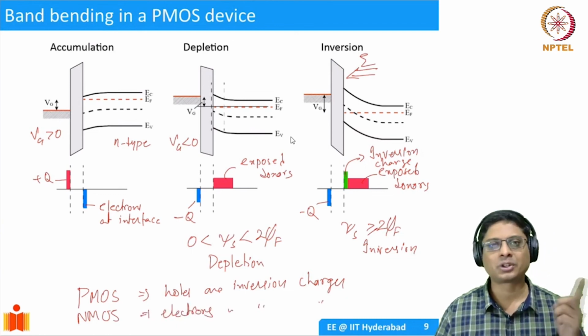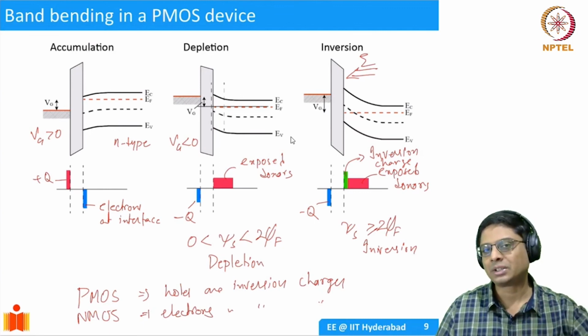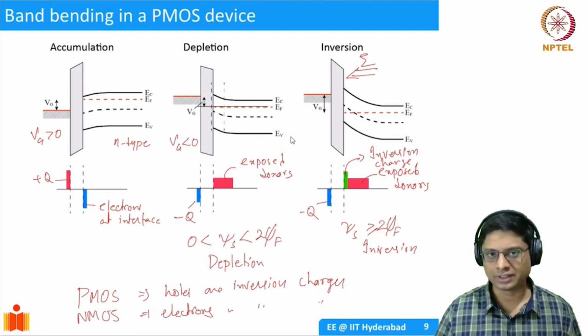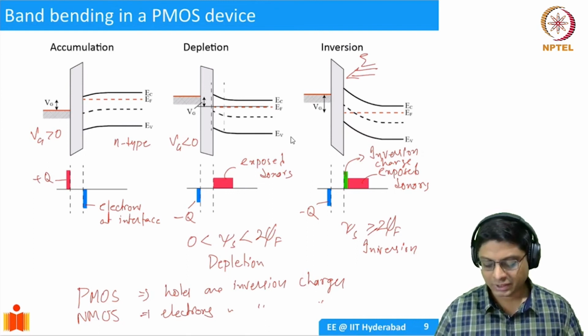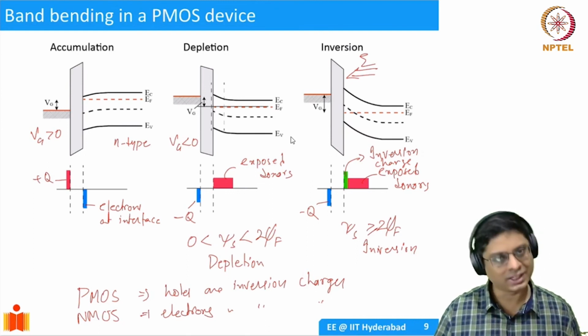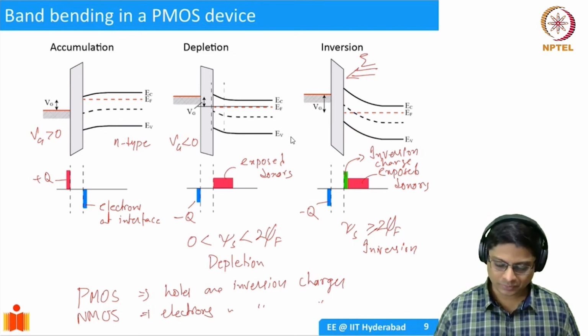That's why whenever we want to talk of a PMOS device, we take an N-type substrate and invert it. That means we convert N-type. You should ideally have electrons there, but then we deplete it and make it have holes. We are switching it, inverting the semiconductor. That's why we have holes as inversion charges in a PMOS device. In an NMOS device, electrons will be the inversion charges. So that's why we start with the P-type substrate. I hope this is clear to you.